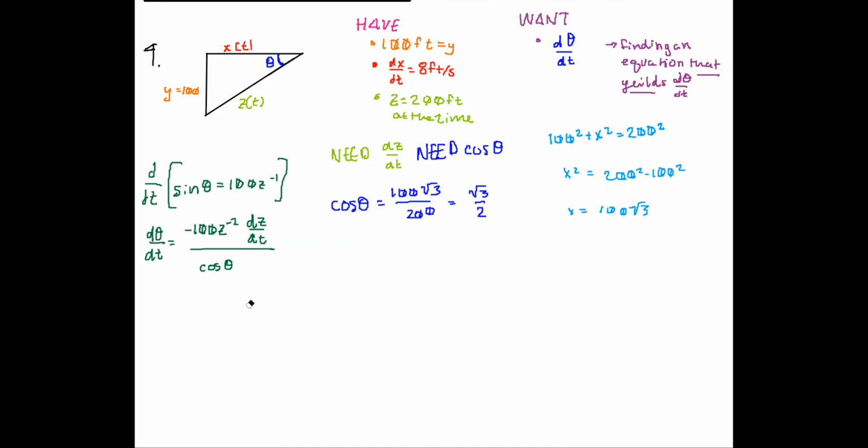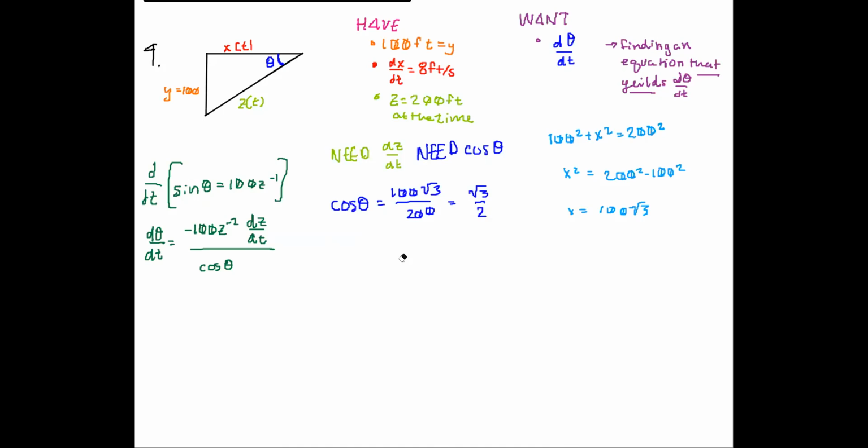Let's just go with, we've calculated the cosine of theta by saying that it is adjacent over hypotenuse. And our adjacent is going to be our x, which is 100 root 3, and our hypotenuse is going to be our z, which is 200 at this time.